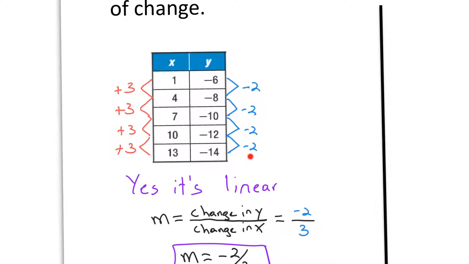And for the y values, you are subtracting 2. So we have -6 minus 2 is -8. -8 minus 2 is -10, and so forth and so forth. So that's why we can say it's linear.